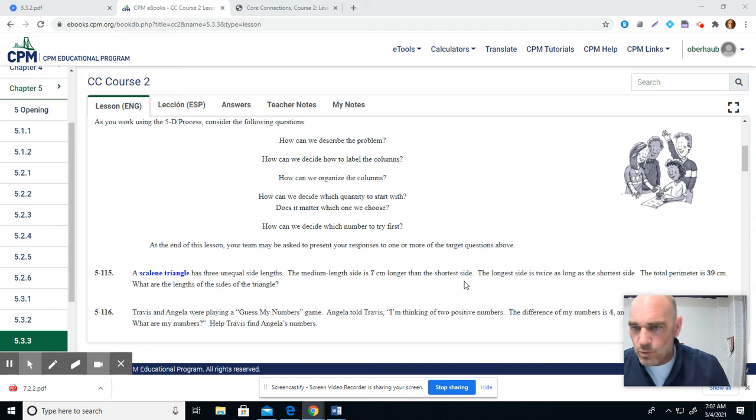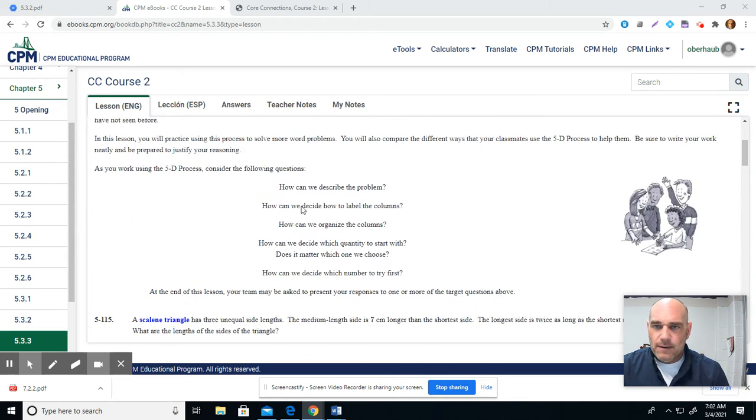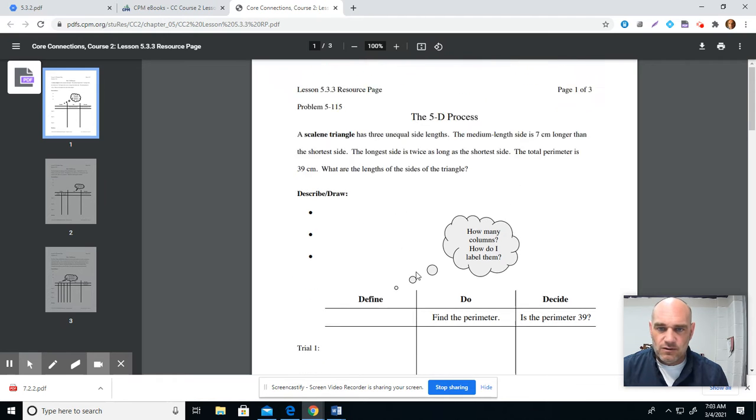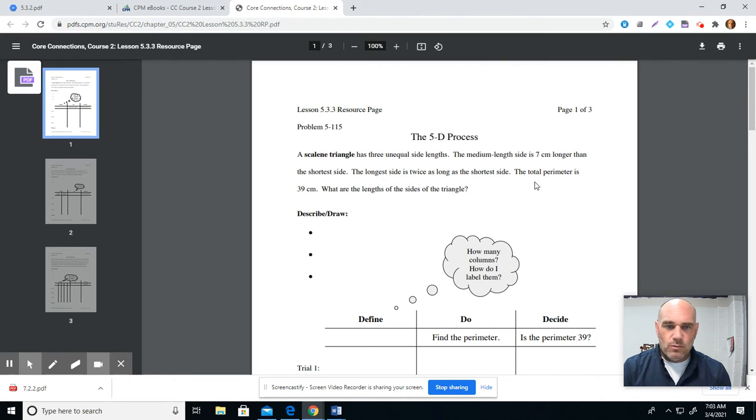All right, so we need to continue on from yesterday where we're using this 5D process. As you are working, I don't know if you will have a copy of this or not. If not, then you'll just need to draw that 5D process on your paper from yesterday. So here's what it looks like. Here's the question once again.